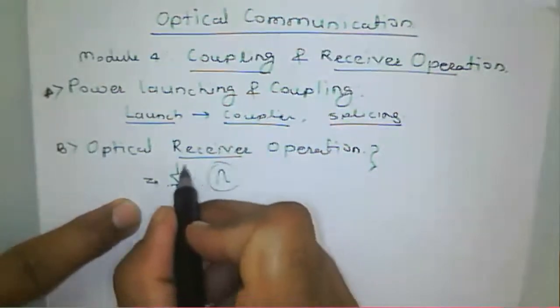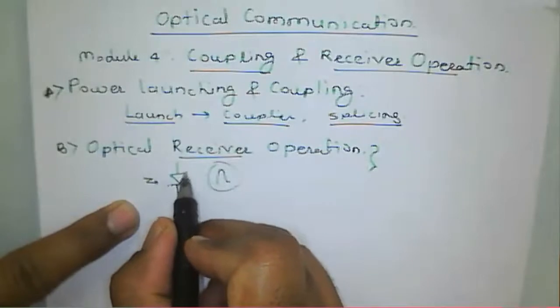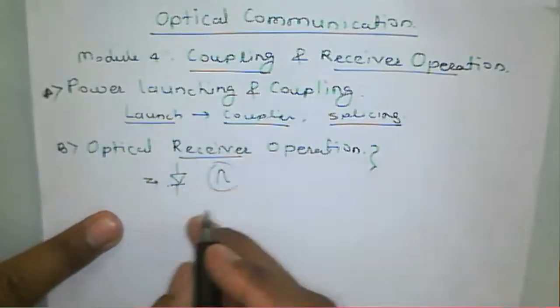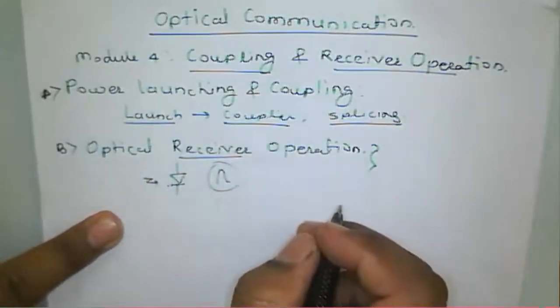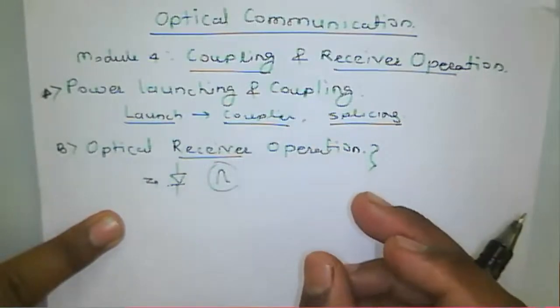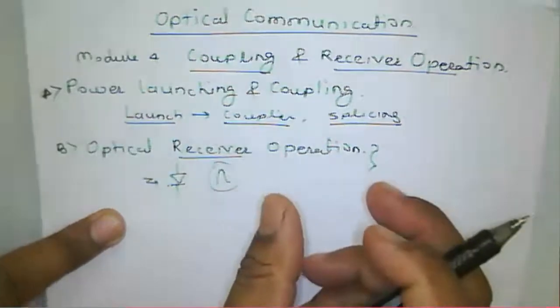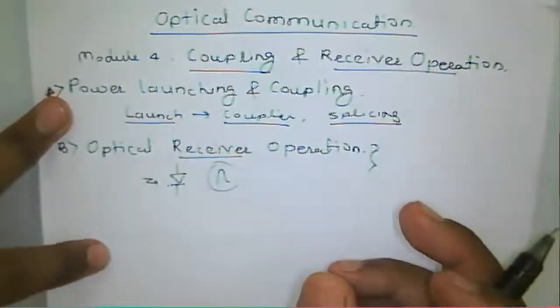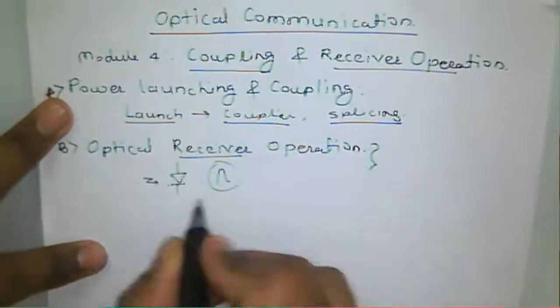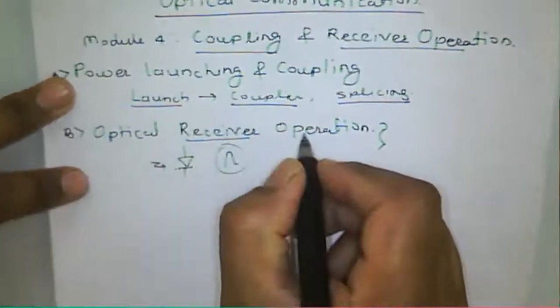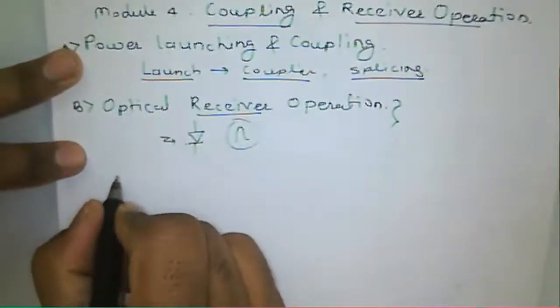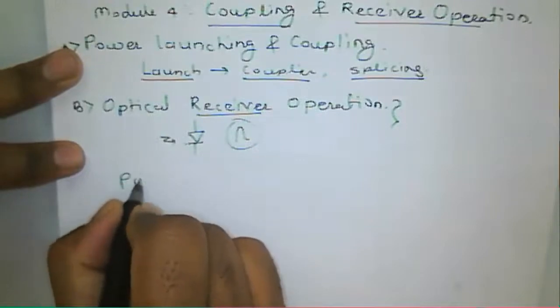Now we will learn about the various noises in this detector in the receiver operation, what the various amplifiers are, and the eye diagram, meaning at what particular location of the period the signal is to be detected. So now we go one by one. We start with power launching and power coupling.